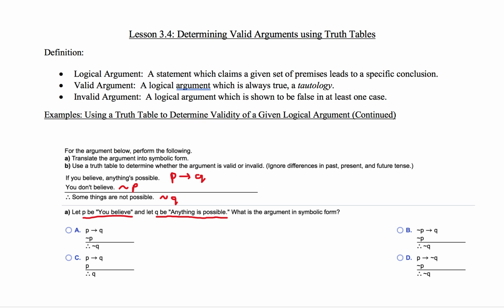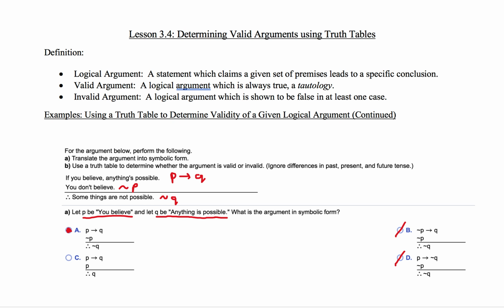Okay, so part A of the problem just asks us to match up what we've come up with to one of the answer choices. So my first line is P arrow Q, so I'm looking for that. That is the case in A, also in C, not in B, and not in D. The first line does not match up in these two. So I'm going to go ahead and eliminate these. I know that it's not those. And I'm going to come back and look more closely at A and C. So we need a negation of P on the second line, which we have here. And we need a negation of Q underneath the line. So it looks like choice A is the correct choice.